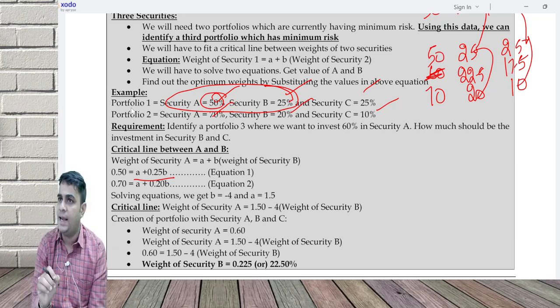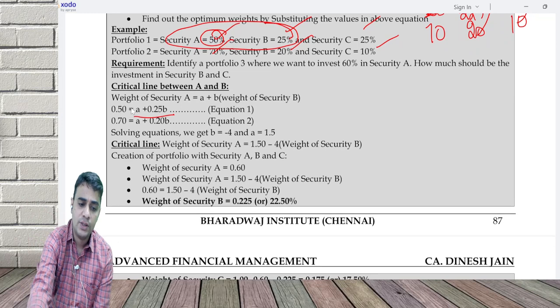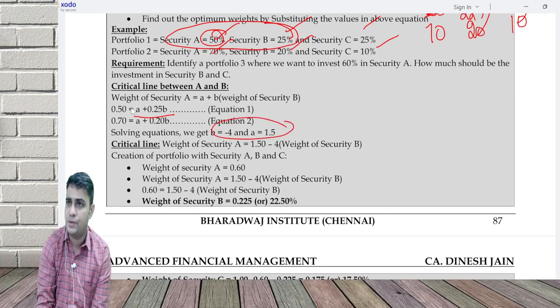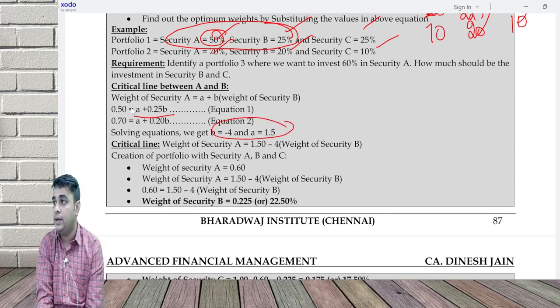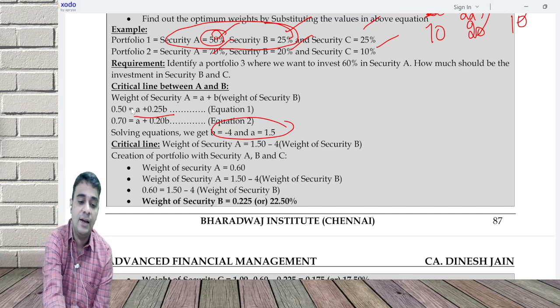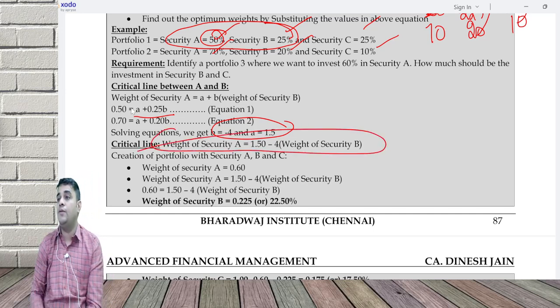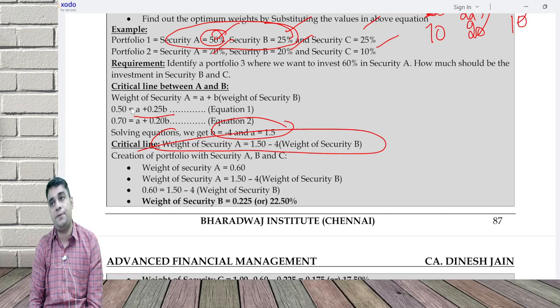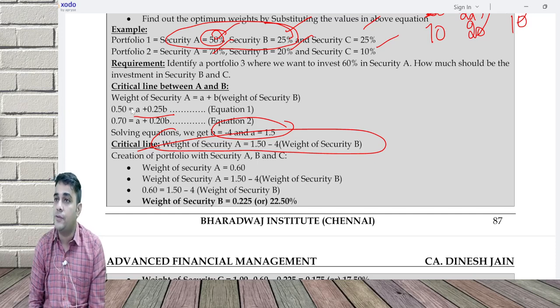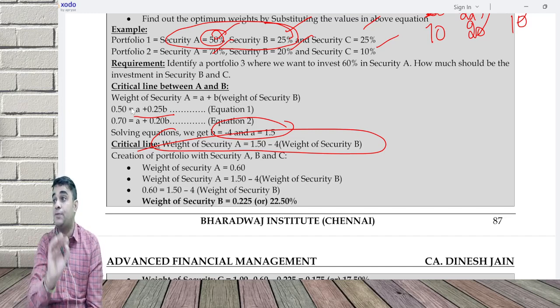You can use the term X, Y also. Once you do this, you will get an answer when you solve the equation. So theoretically, the weight of the first security will always be 1.5 minus 4 into the weight of the second security. That is how the weights will be in this example.